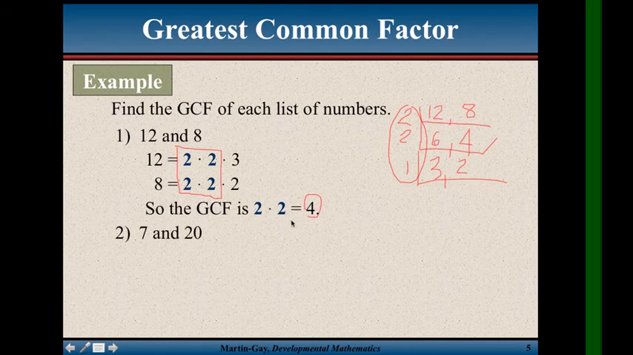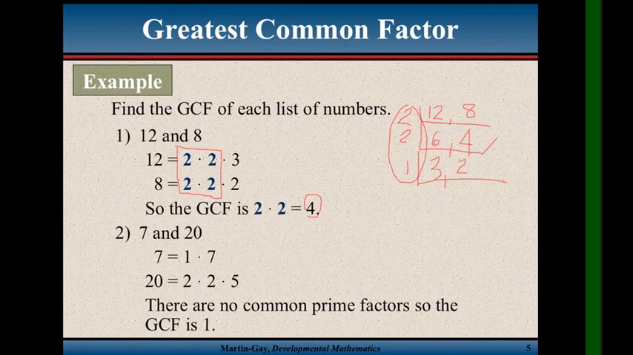Okay, 7 and 20. Do you think that these two numbers have a GCF? Yes, they have a GCF, but what is that GCF? So for 7, the factors are 1 and 7. And for 20, we have 2, 2, and 5. So just like what I've said, kung wala silang common factors, the answer will be 1. So the GCF is 1.